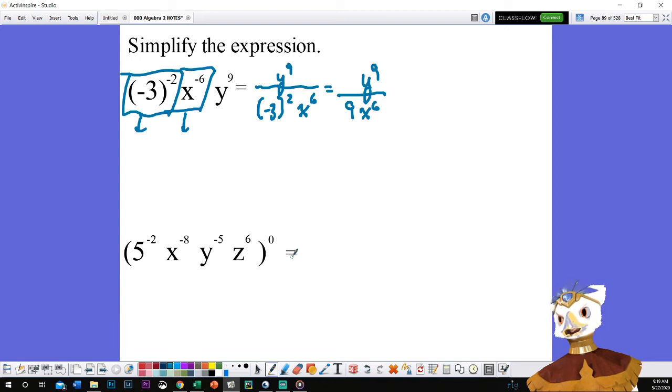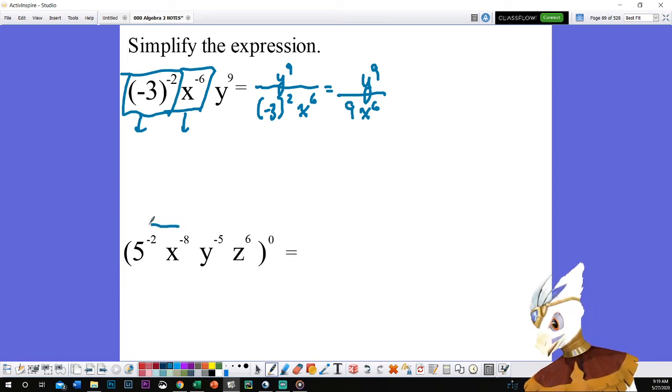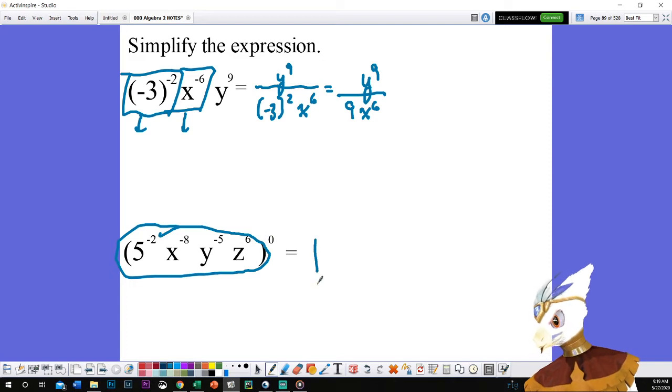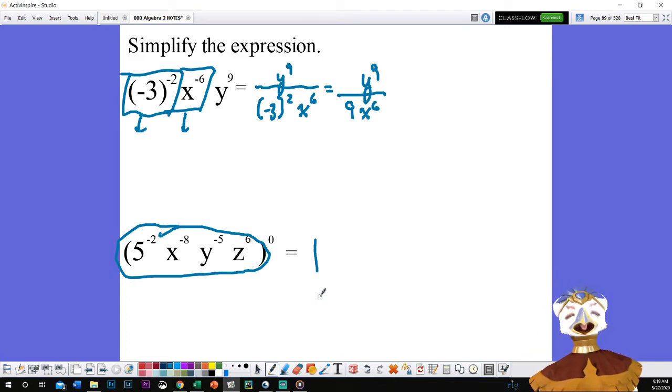Now, this one, hopefully you didn't do much work because you saw that this whole thing was to the 0 power. Remember, anything to the 0 power is 1. Did I trick you?